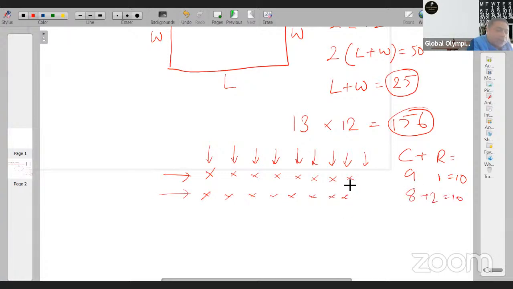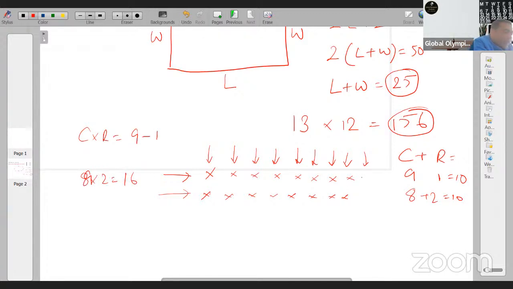Correct? But what happened here? You had 9 earlier, right? You had 9 items because 9 into 1. So column into row was 9 only. Correct? Now you have 8 into 2, which is 16. Now what happened?